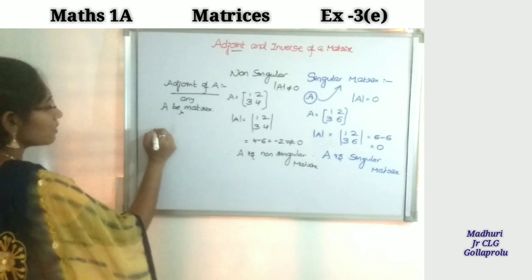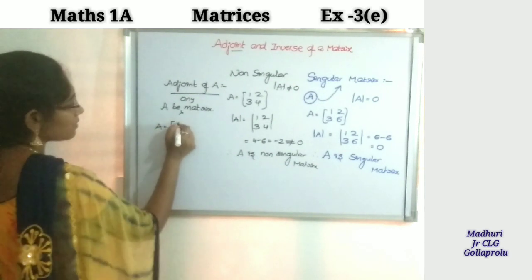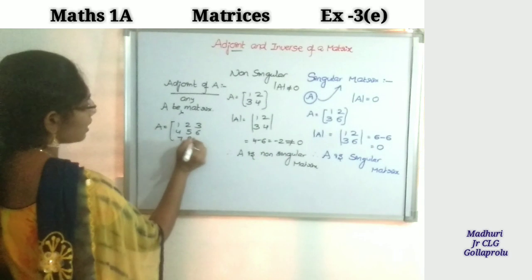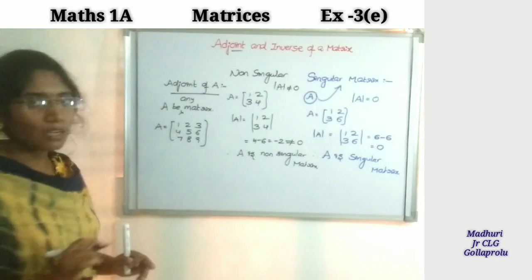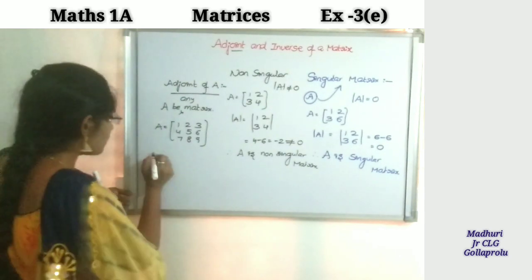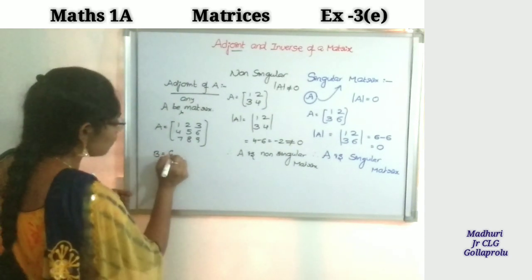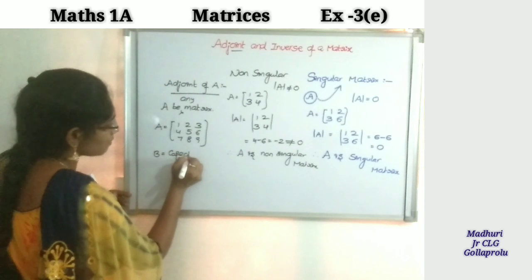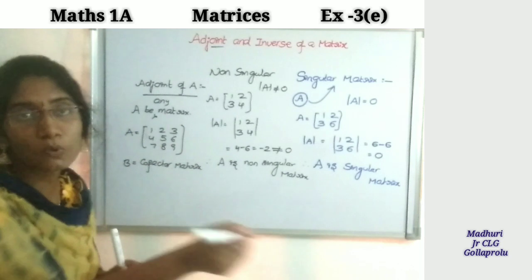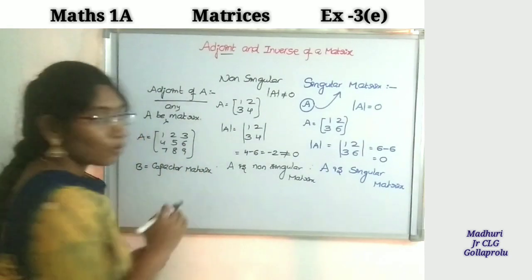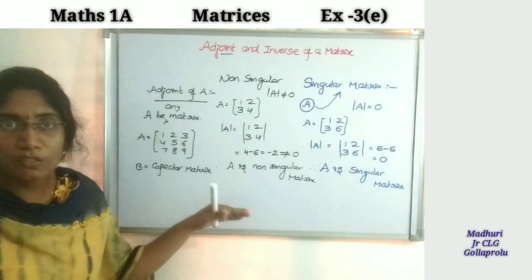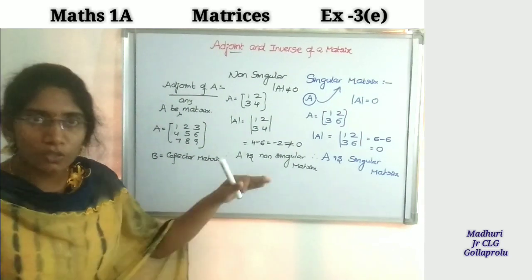For example, first I take one matrix here. A is equal to [1, 2, 3; 4, 5, 6; 7, 8, 9]. For example, B is equal to the cofactor matrix. Cofactor matrix means we have to replace all elements of this matrix by its corresponding cofactors. That is, we have to replace each and every element of the matrix by its corresponding cofactor element.